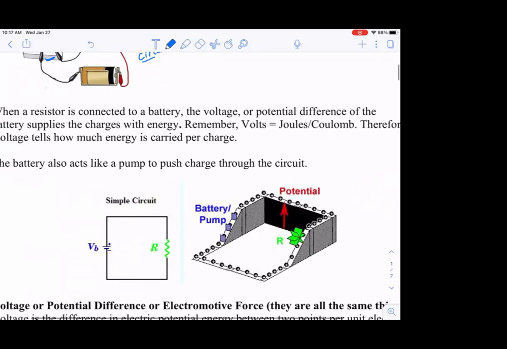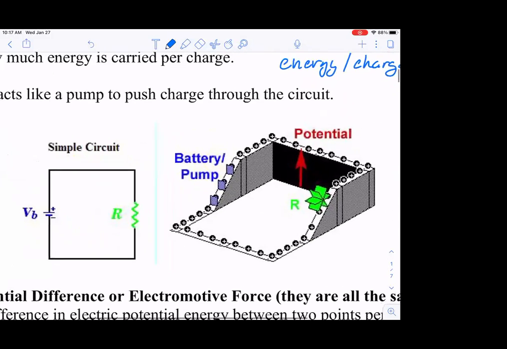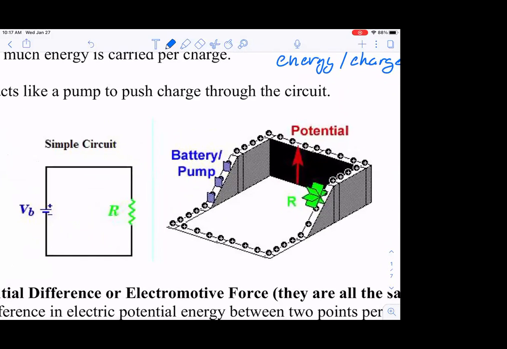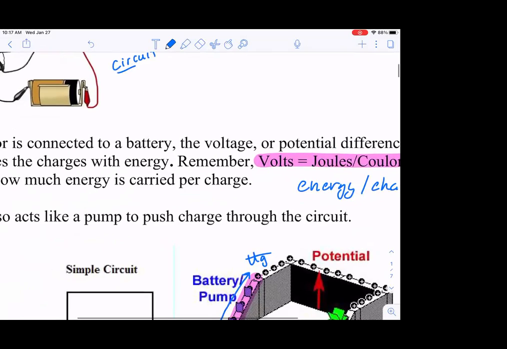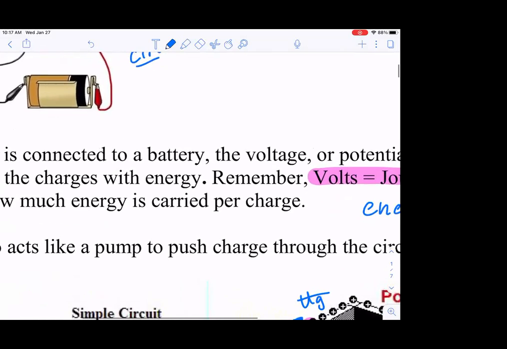So remember that volts are joules per coulomb, and so that's energy per unit charge. If we look at a simple circuit like the one above, I'm using gravitational potential energy as my analogy here. The battery acts like a pump that lifts the charges up and gives them energy. Now in this analogy, it's gravitational potential energy, but it's not really gravitational potential energy. It's electrical potential energy that they get.